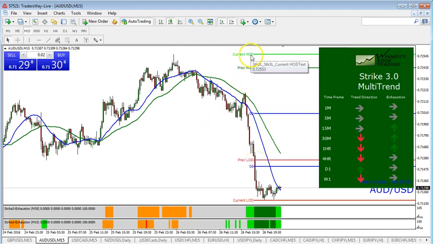So the current HOD is the current daily candle high of the day. And the reason we put that in is because a lot of times the price will either stop on the high of the day and turn around, or it will also be a breakout trade at the high of the day. And the same thing with the prior high of the day.